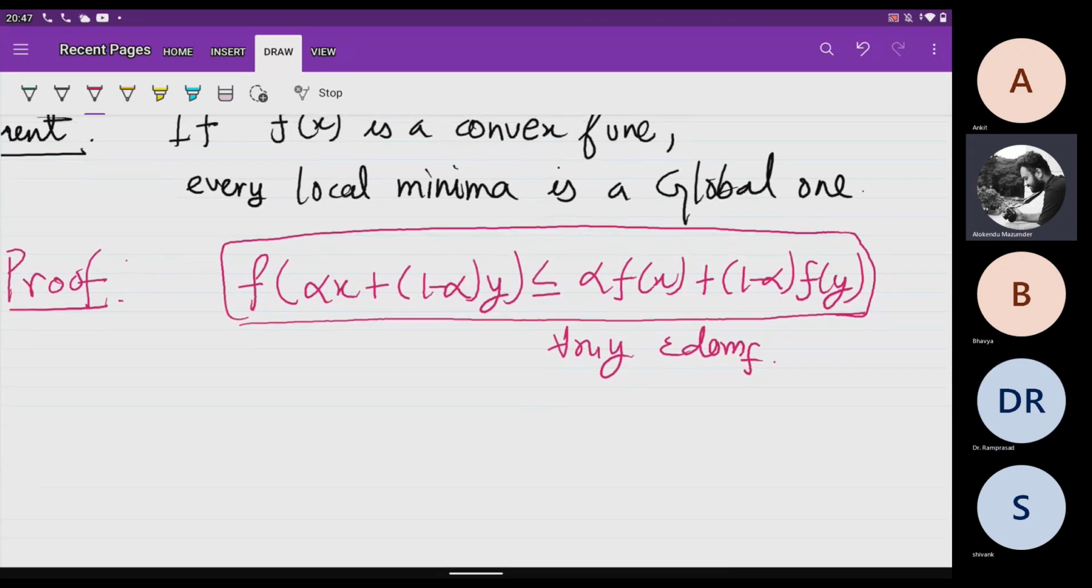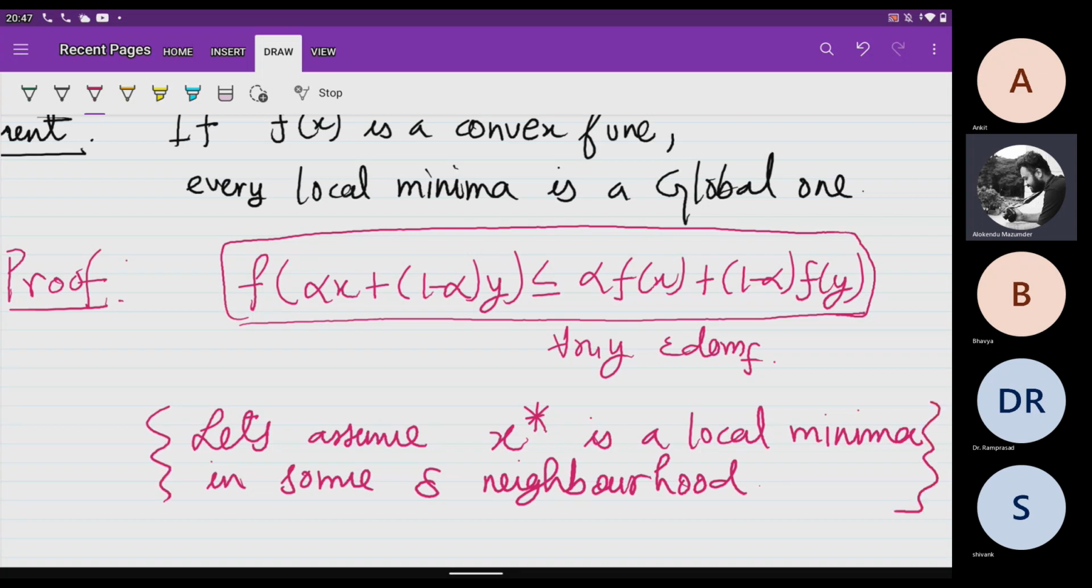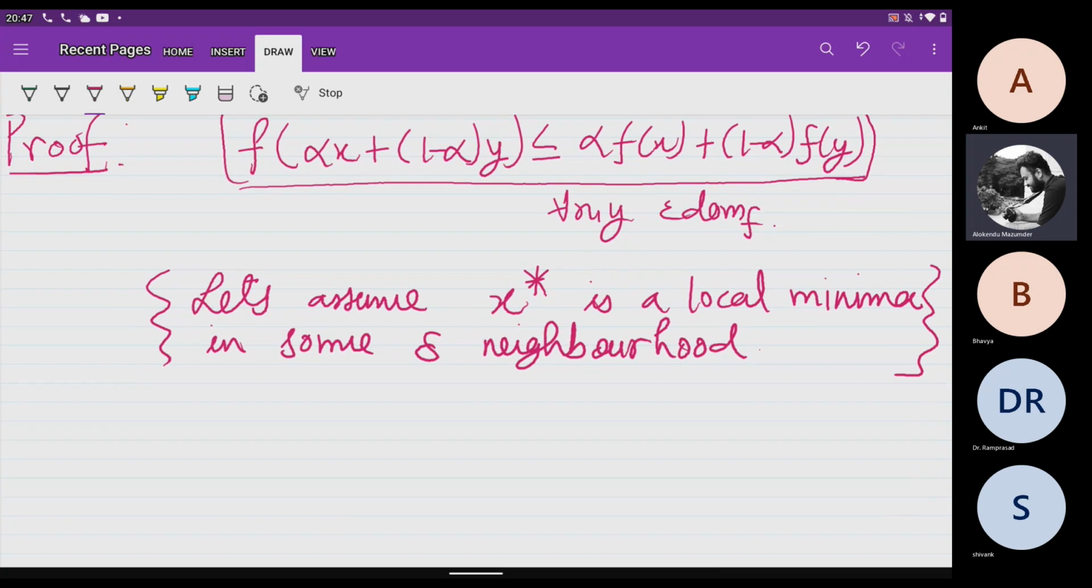Now let's assume x star is a local minima in some delta neighborhood. So you guys know the difference between a global and a local minima, right? Or can I just go through it? I think you can proceed, Alok.